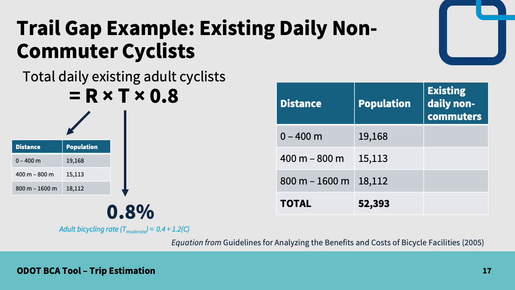This is based on the overall mileage of the regional trail system near our project. There are also formulas available for project contexts with low or high estimated adult bicycling rates. The context of your project and the surrounding area should guide which formula you use. For our example, the value of T is 0.8%. The final part of the daily existing adult cyclist formula is 80%, which is the researcher's estimation of the percentage of the population that are adults. Again, you could use local data to refine this assumption if available. When we complete the equation for each buffer area, we get an estimate of existing daily non-commuter cyclists, which is 369 people in this example.